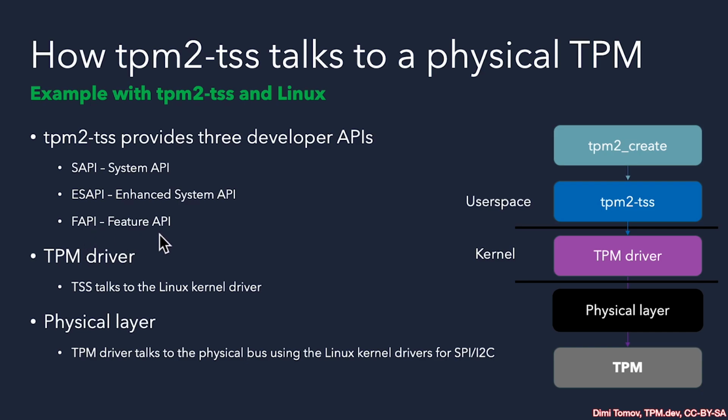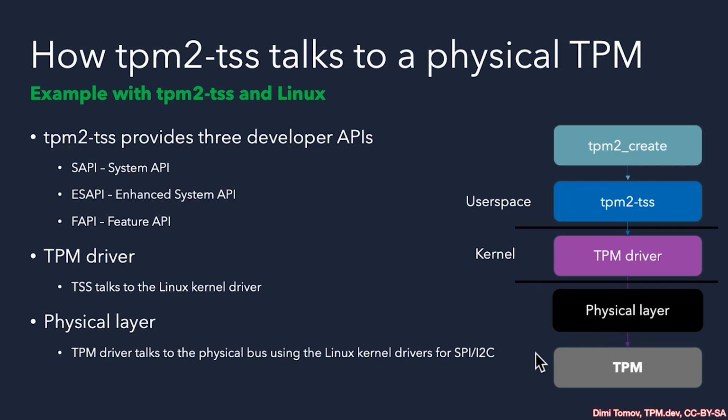And these APIs are available to you regardless if you want to talk to a discrete TPM or to a simulator, right? Now in this case we need a TPM driver. So regardless of which API we're using, the command will be translated essentially to a TCTI TPM command, and then will be sent to the TPM driver which lives in the kernel. From there, it will be passed on to the SPI or I2C driver in the same kernel, and then it will go out to the physical layer and reach the TPM.